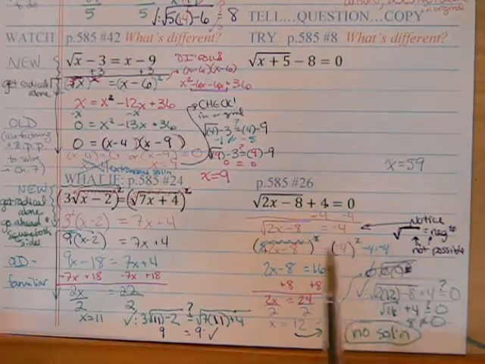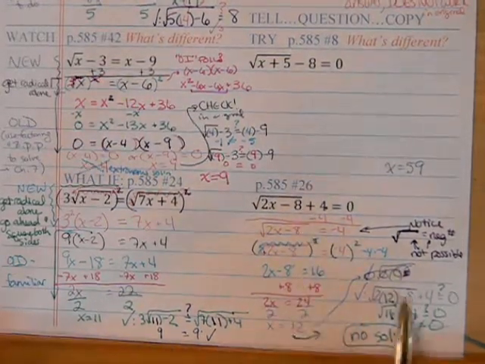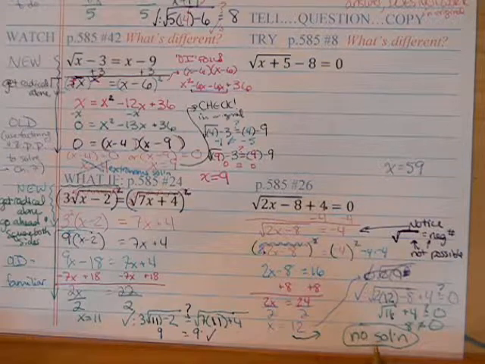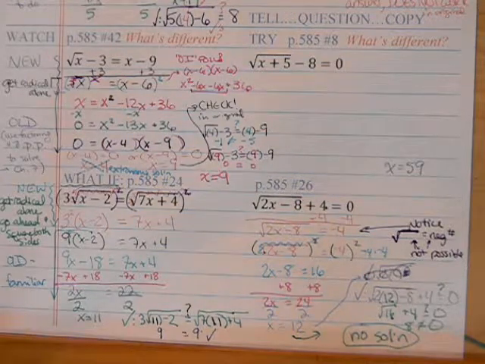But if you forget about that little time saver, you can always just follow the steps just like we've done. As long as you check your solutions back in the original, you'll come up with that same answer, that it was extraneous and so there's no solution.